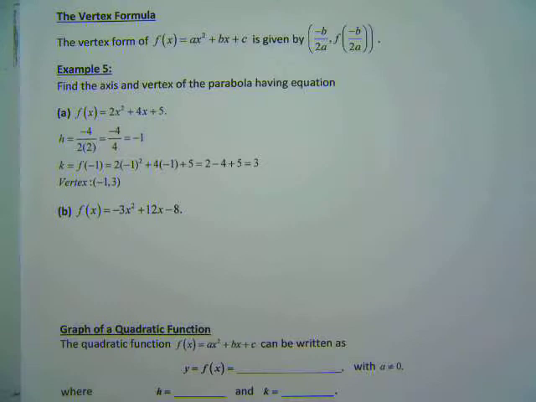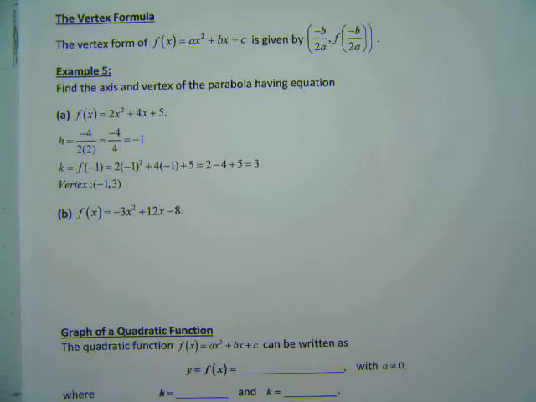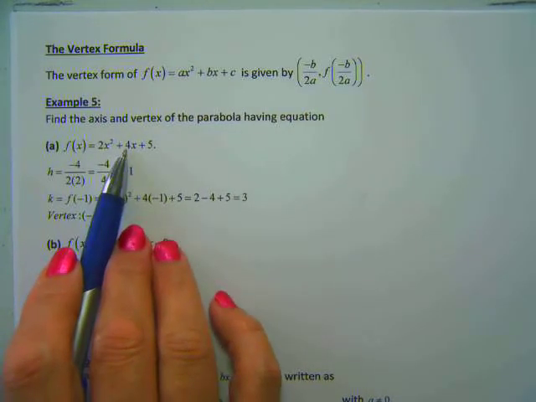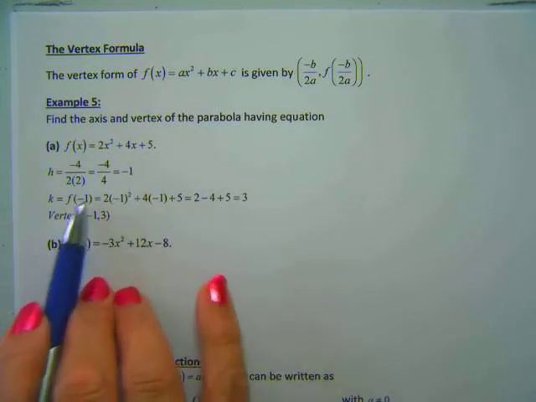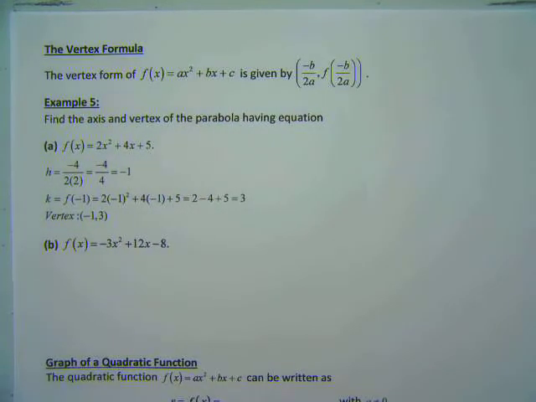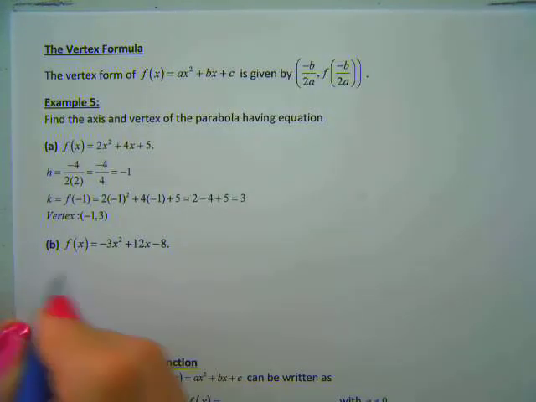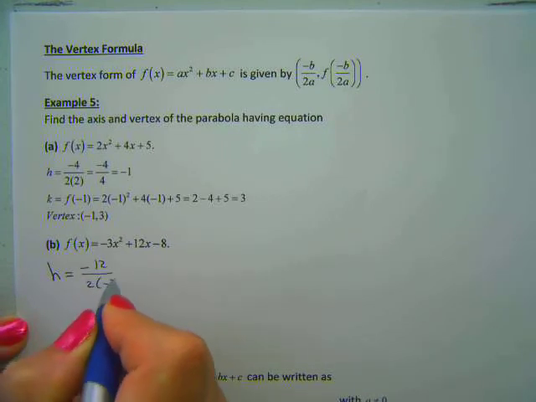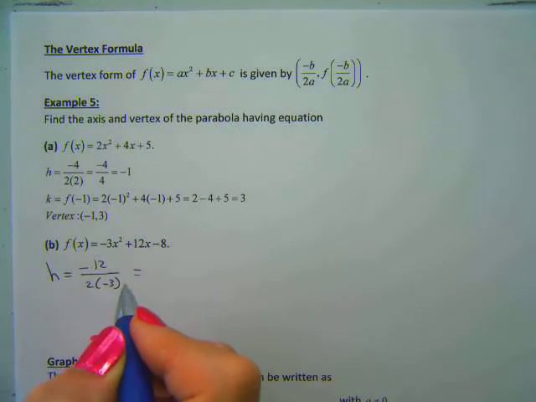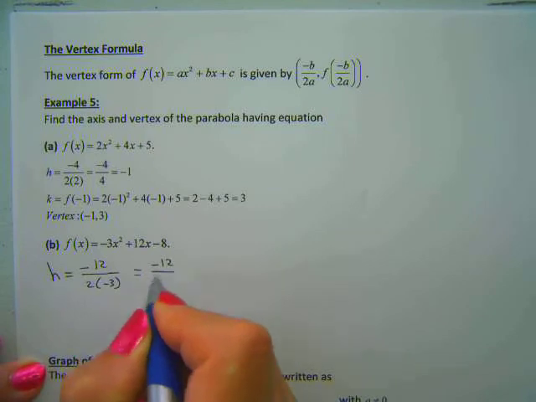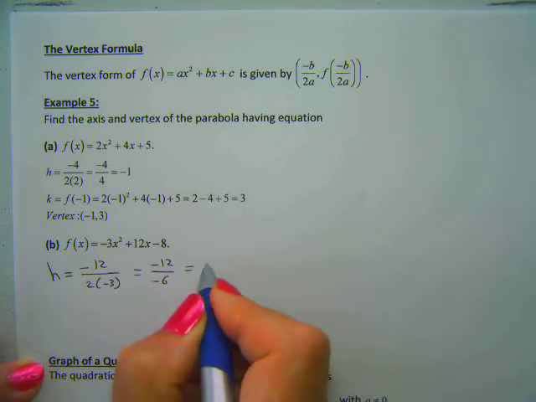But let us work a problem out. I have one that is already worked for you. I got the negative b over 2a, which is negative 1. Then I evaluated the function at negative 1. So let's do the b. Okay. So let's find where h is. H is at negative b, which is 12, over 2 times a, which is negative 3. So what is that? That is negative 12 over negative 6, which gives me positive 2.